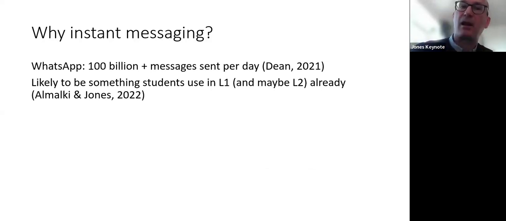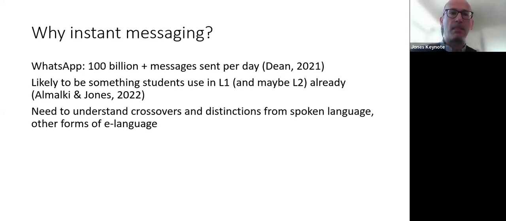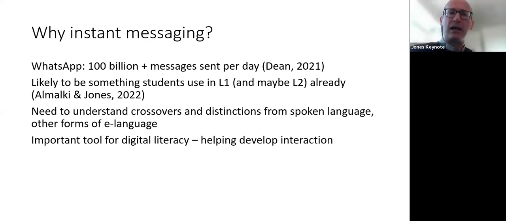And that's a point I made in an article with Ziad Al-Malki in 2022. And we need to understand crossovers and distinctions from spoken language and also from other forms of e-language. How is it different in WhatsApp instant messaging from other forms of digital communication? The reason also is because instant messaging is, of course, an important tool for digital literacy. It can help, I think, learners to develop interaction with each other and with friends.